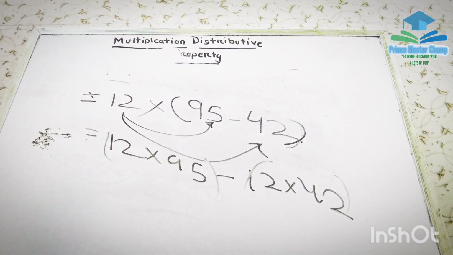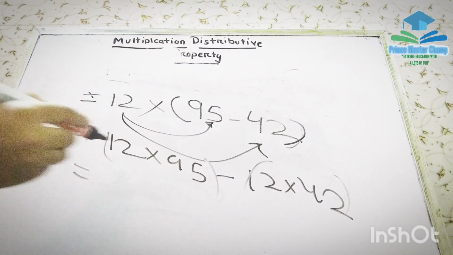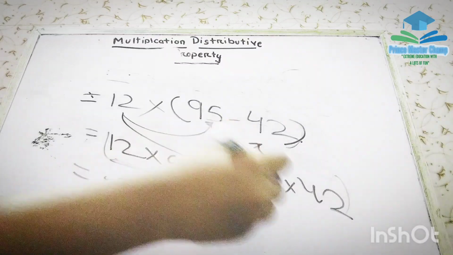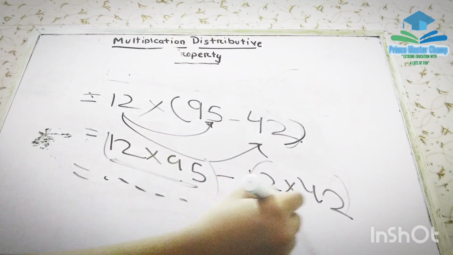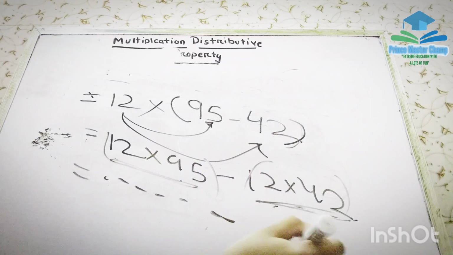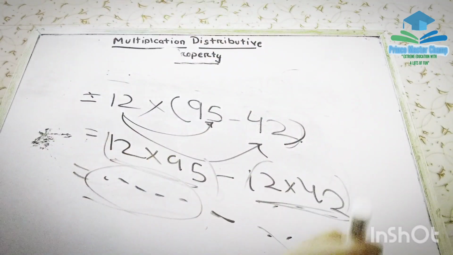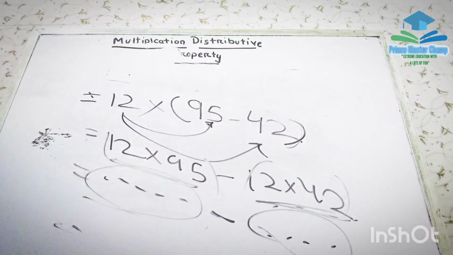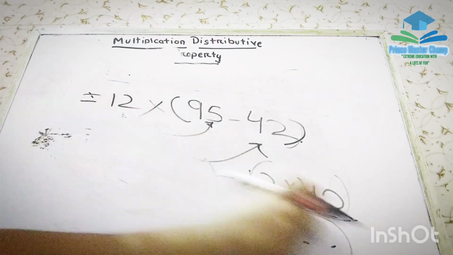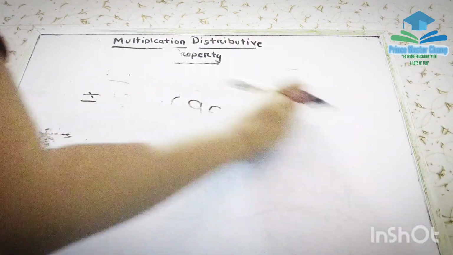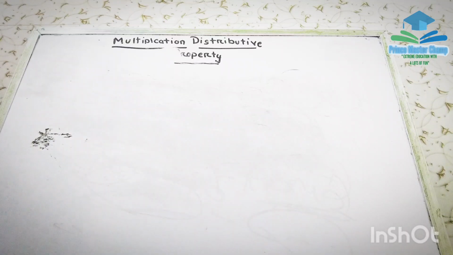Okay, now after you do that, you will multiply this value and get something, subtracted by what you get when you multiply this value. Now subtract these both values and you will get your result. This is how you solve the distributive property of multiplication.